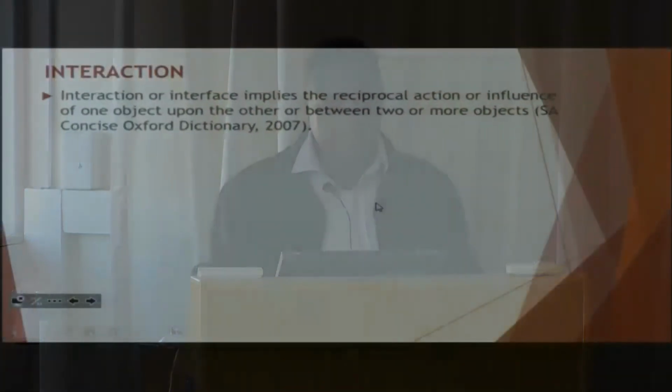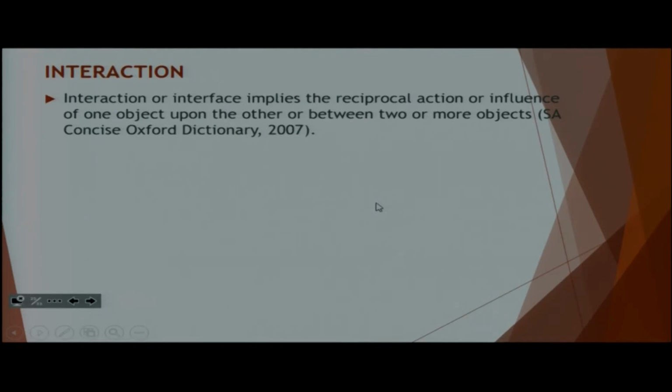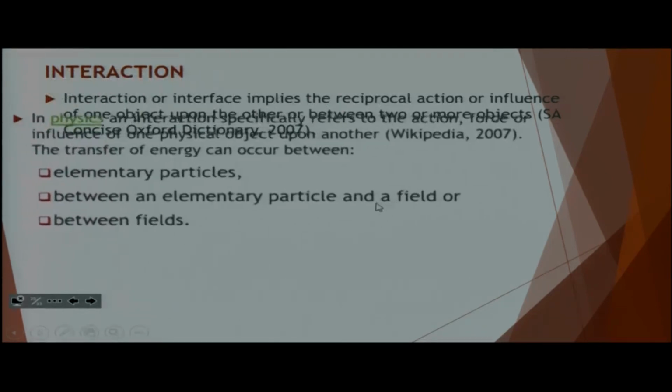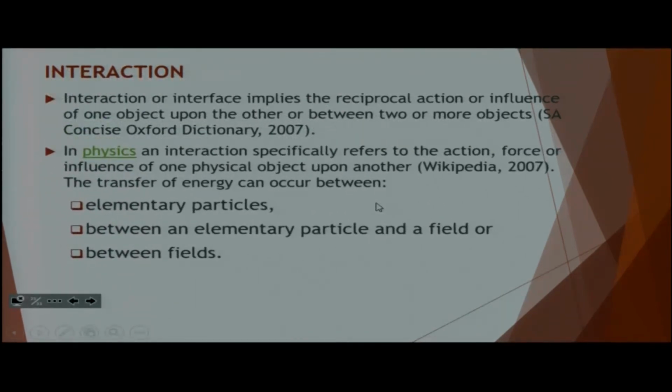Another important characteristic: interaction. Interactions or interface implies the reciprocal action or influence of one object upon another, or between two or more objects. In physics, an interaction specifically refers to the action, force, or influence of one physical object upon another. The transfer of energy can occur between elementary particles, and the field, or between the fields.